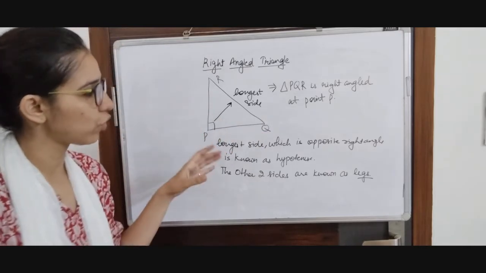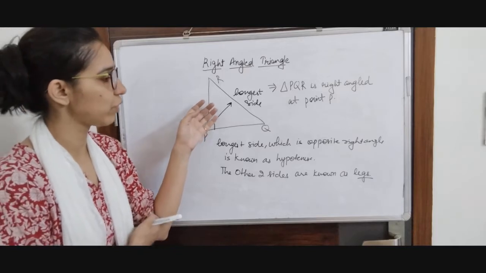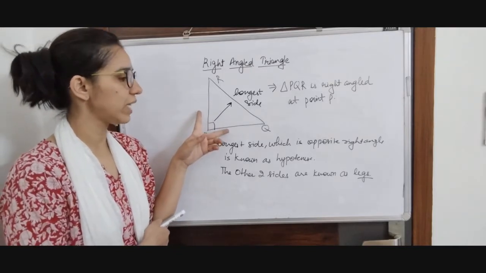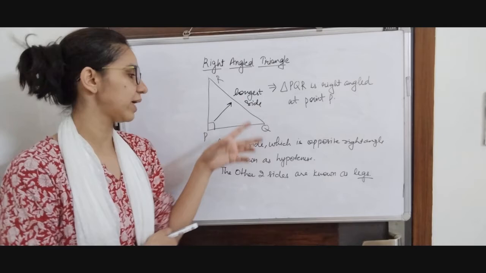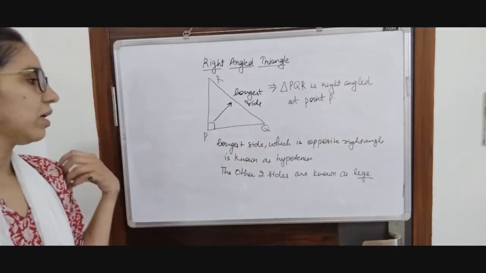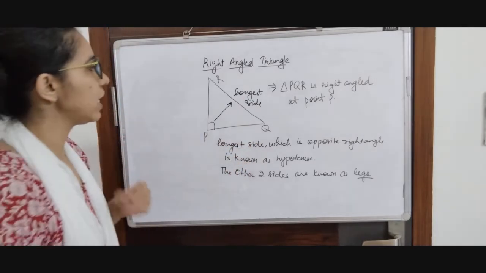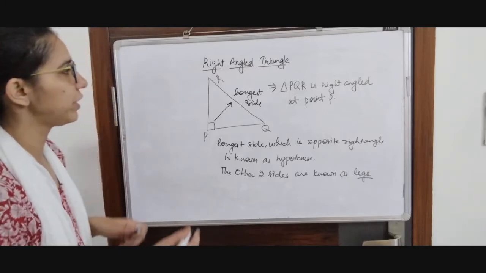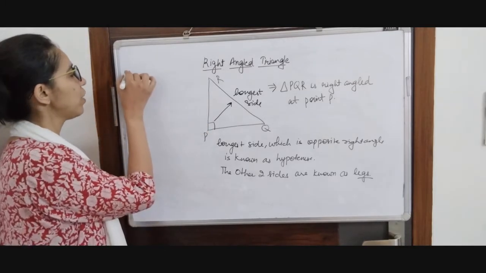But for this exercise, we are going to call them legs, and this one, the longest side, we are going to call the hypotenuse. So we are given a property related to right angle triangles by Pythagoras.